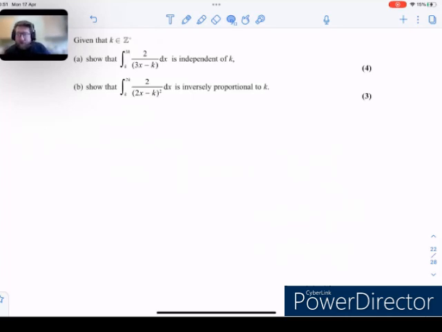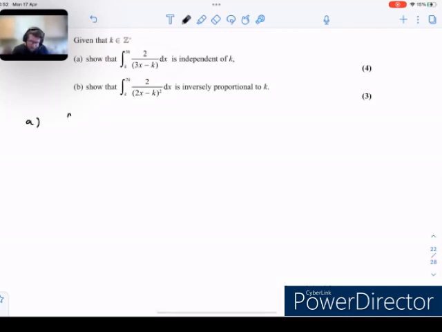Another slightly weird question you see come up every now and again. They've not asked us to do the integral. They've asked us to show that the integral is independent of k. So the main thing here is just not be freaked out by the fact that they're asking is independent of k. All you need to do is do this integral, and then you should see that the final answer doesn't have a k in it.